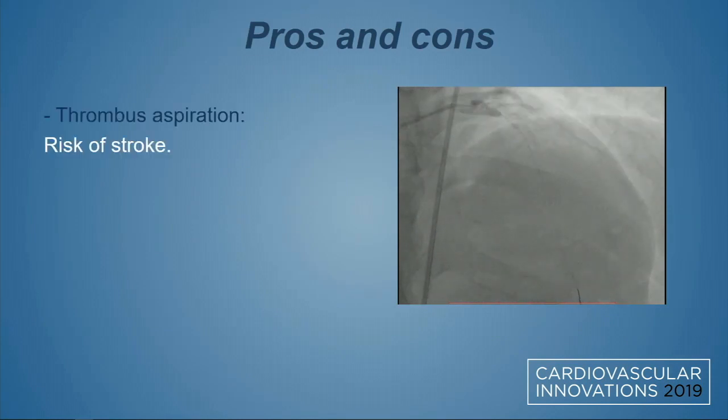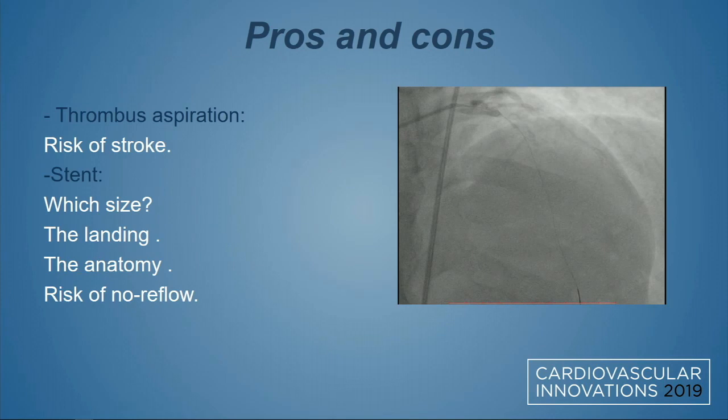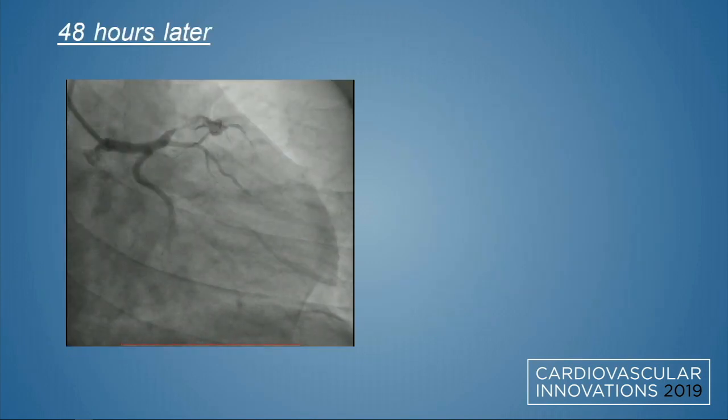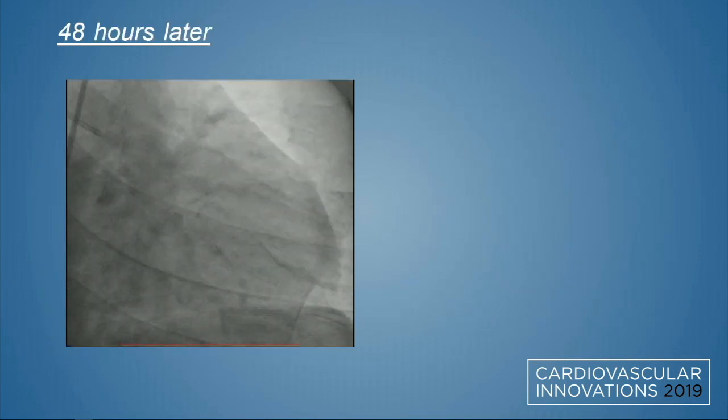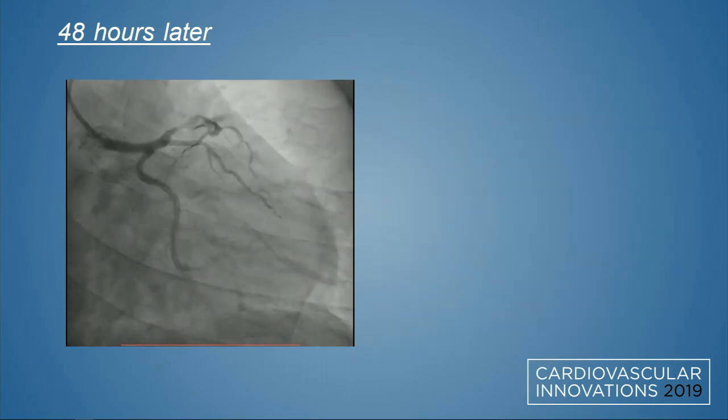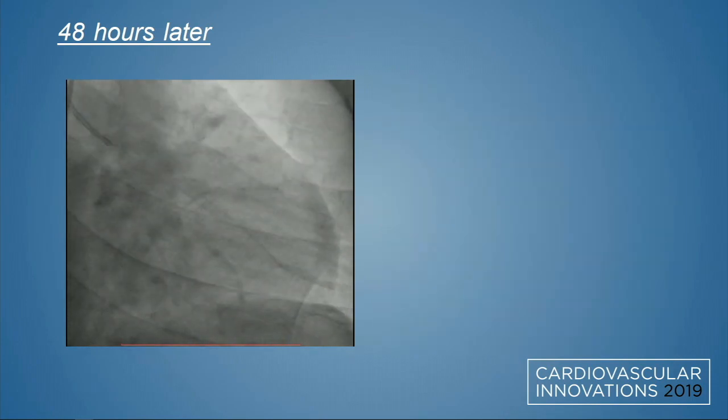Pros and cons. Thrombus aspiration: there is a risk of stroke. Stent: which size of stent, and where to land, and the anatomy is not clear, and there is a high risk of no reflow because of thrombus burden. So we picked the third option, especially as the patient was stable and there was retrograde filling from RCA to LAD. So after 48 hours of tirofiban infusion, this was the LAD.